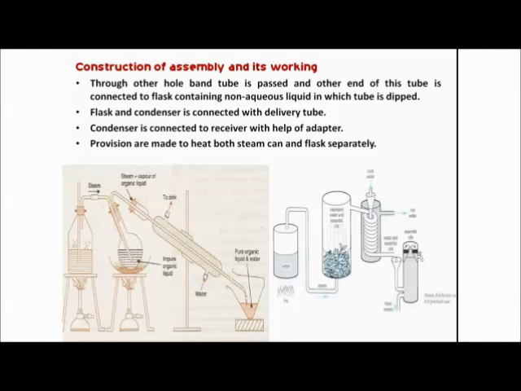Now provisions are made to heat both the steam can and the flask separately. So two separate sources of heat can be placed simultaneously. So that's all for these three types of instrument.